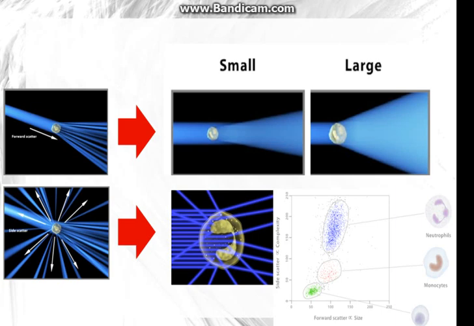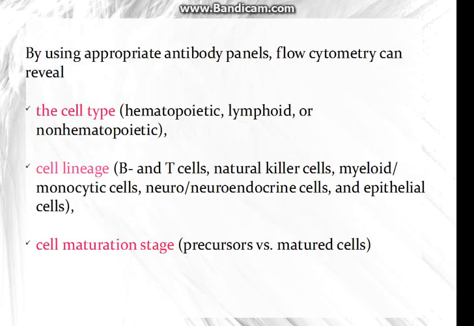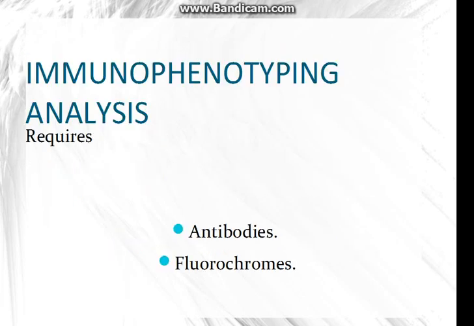This is again the same picture showing the difference between the side scatter and the forward scatter. Okay, now the parameters analyzed by flow cytometry: we can understand from here that it uses the physical properties of the cell, the size, the cytoplasmic granularity, and also the cell antigens. To understand the cell antigens or markers, specific antibodies are needed. These antibodies can differentiate the cell type, the cell lineage, and the cell maturation stage. This is known as immunophenotyping, and for this we require antibodies and also compounds known as fluorochromes.